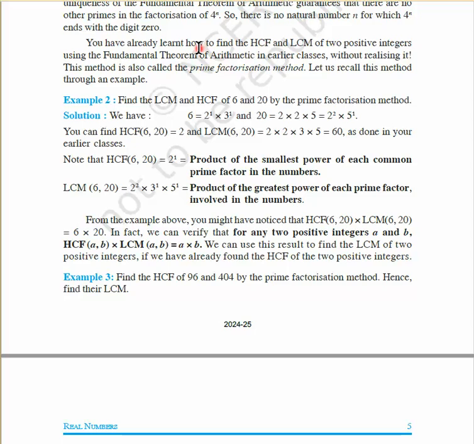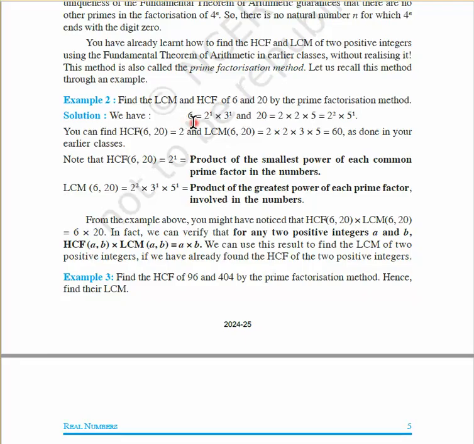Now this method is also called the prime factorization method. Let us recall this method through an example. Here they have given an example where we need to find the lowest common factor and the highest common factor of 6 and 20 by the prime factorization method.